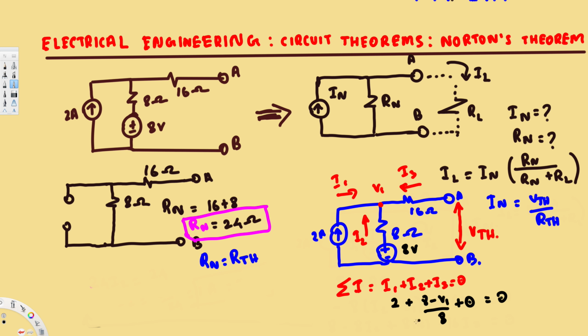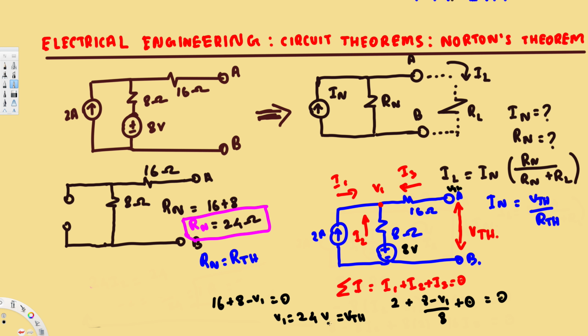Now we can take 8 as common denominator, or we can multiply everything by 8. Both ways will work. If we multiply everything by 8, this is going to be 16 plus 8 minus V1 is equal to 0. Therefore V1 is going to be equal to 24 volt. Since V1 is 24 volt and we don't have any current flow across this one, V Thevenin is at this location, so this should be equal to V1, right? So this is also equal to V Thevenin.